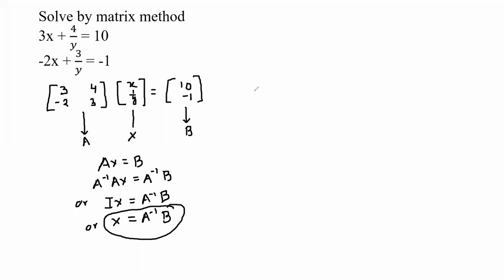Now we have to find out the A inverse here. In order to find the inverse, what do we need to do first? We need to find the determinant first. And how do we find the determinant here? Look at the matrix A. It is 3 times 3, minus -2 times 4. You can check in the matrix here.